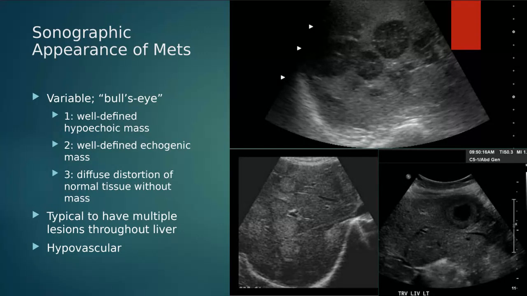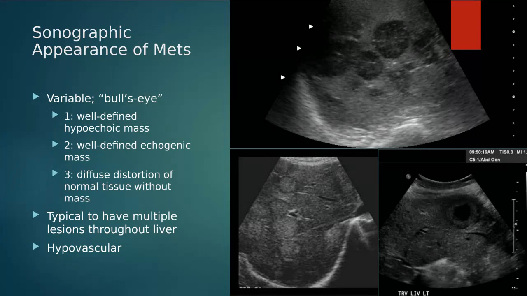And it's typical to have multiple lesions throughout the liver. So chances are we're not just going to see one bullseye or one target, right? It's going to be pretty much several or multiple throughout the entire liver. And when we put color on these regions, they're going to be hypovascular. So they don't have a ton of vascularity supplying to them.